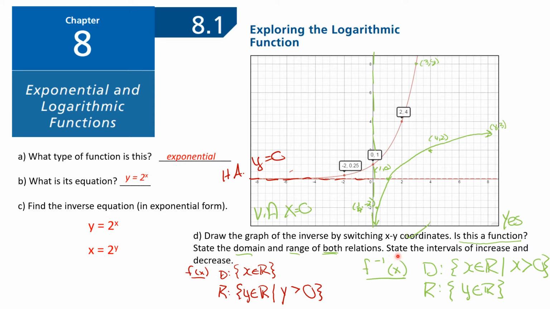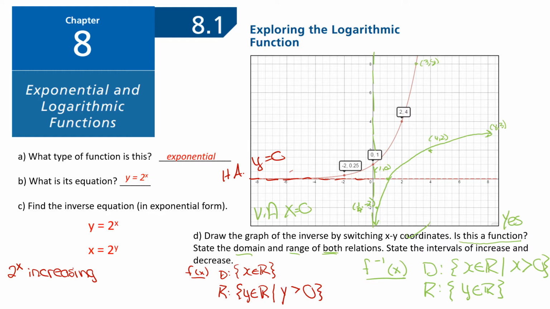And the last part of the question says state the intervals of increase and decrease. Okay, intervals of increase and decrease, we're going to do them both. Let's start with the red one here. The intervals of increase, so maybe I'll put it down here. 2 to the power of x, that's the red one. 2 to the power of x is always increasing. It's increasing everywhere. So we don't have any intervals of decrease.